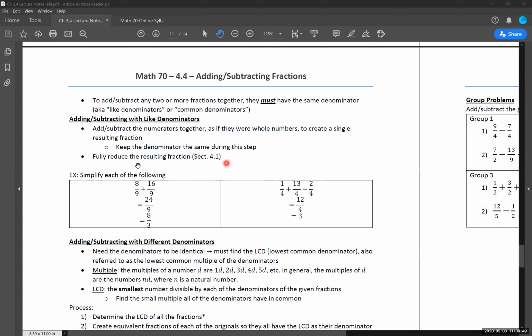So these are the scenarios that we will ultimately want to get our fractions into: the same denominator, and then just add the numerators together and fully reduce down. Okay?